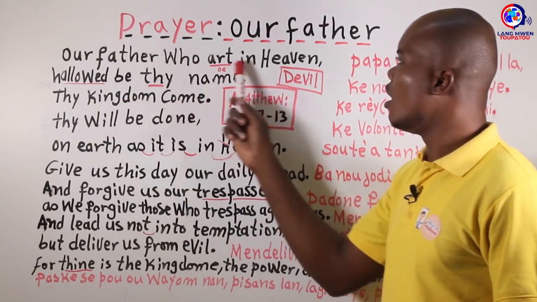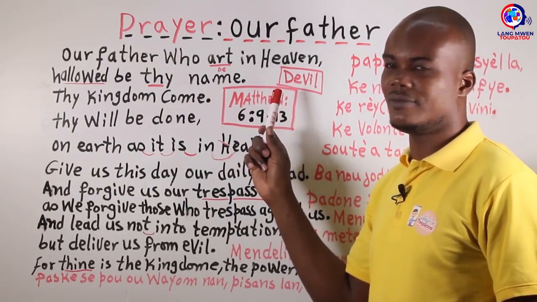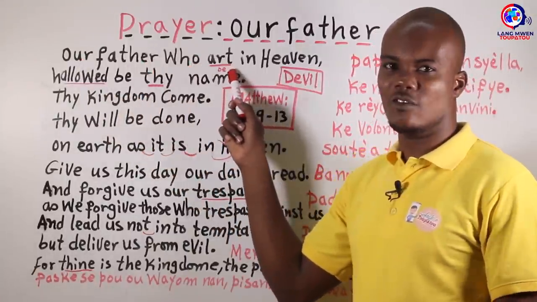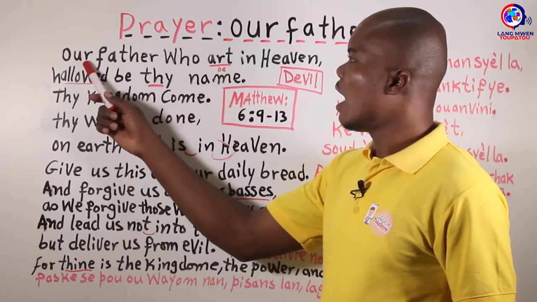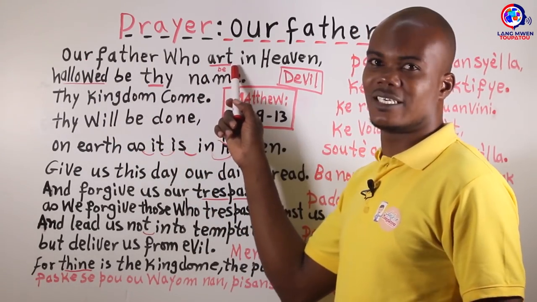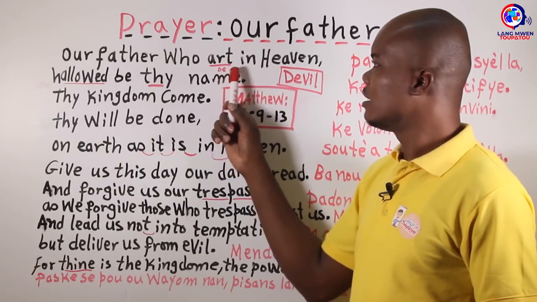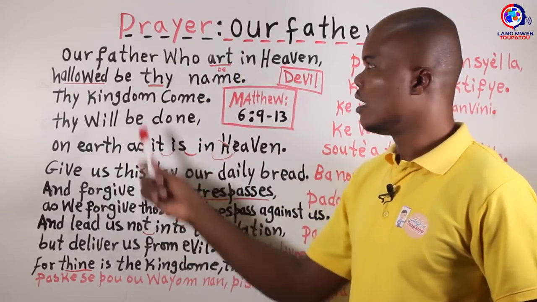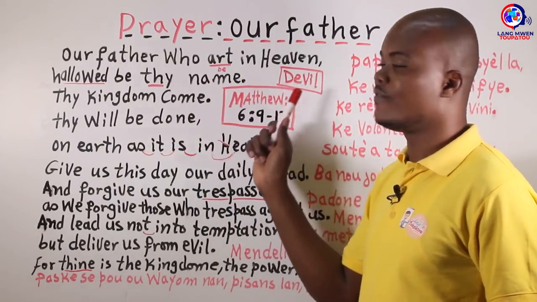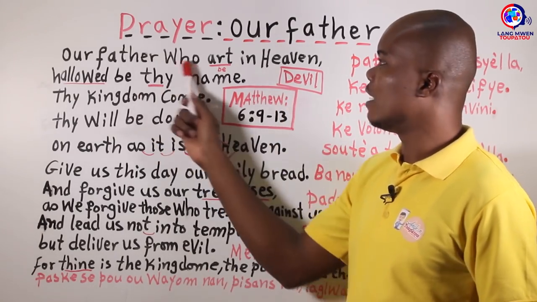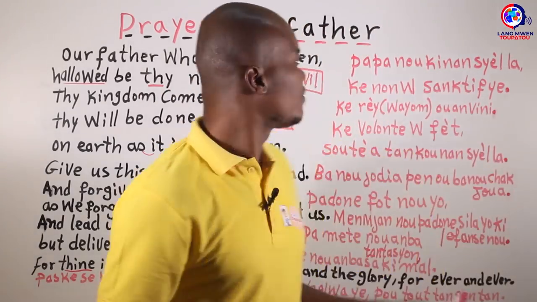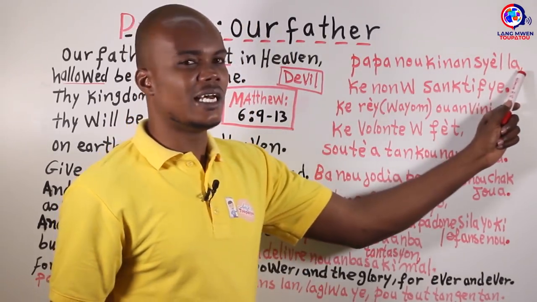Our Father who art in heaven. On dit aujourd'hui, our Father who is. Le verbe to be devient is. Our Father who is in heaven. Art, c'est be. Quand on conjugue le verbe to be, il devient is. Our Father who is in heaven. Longtemps, on disait, our Father who art in heaven. Qu'est-ce que ça signifie? Notre Père qui est au ciel.